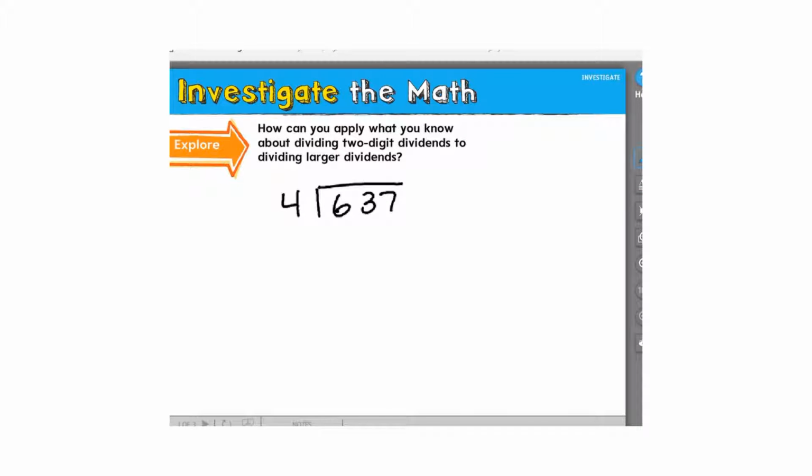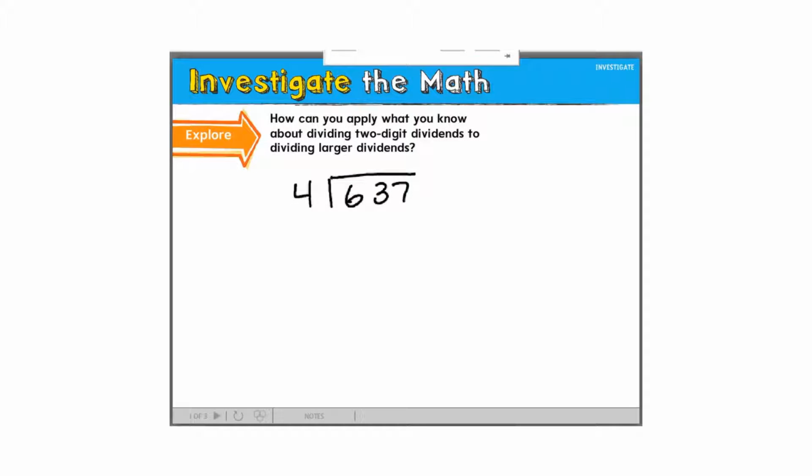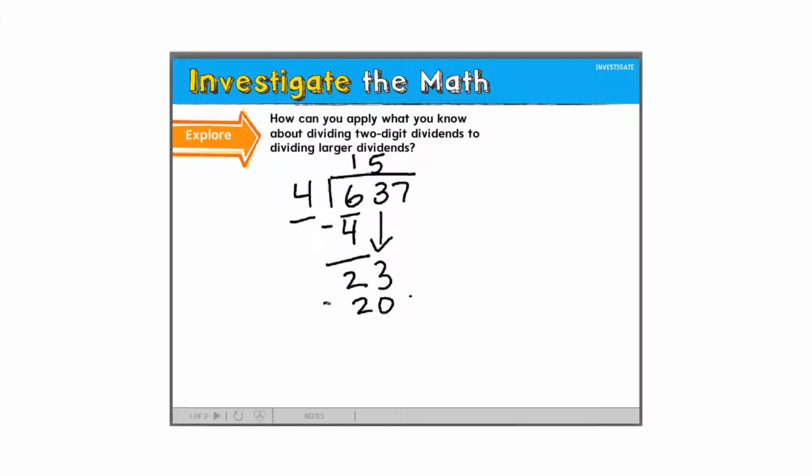Oops. Let's make that bigger. Try that one without my help. Here are the steps. Step number 1 is to divide 4 into 6. Fits once. 1 times 4 is 4. Subtract and I get 2. Bring down the 3. 4 into 23 would fit 5 times. 5 times 4 is 20.